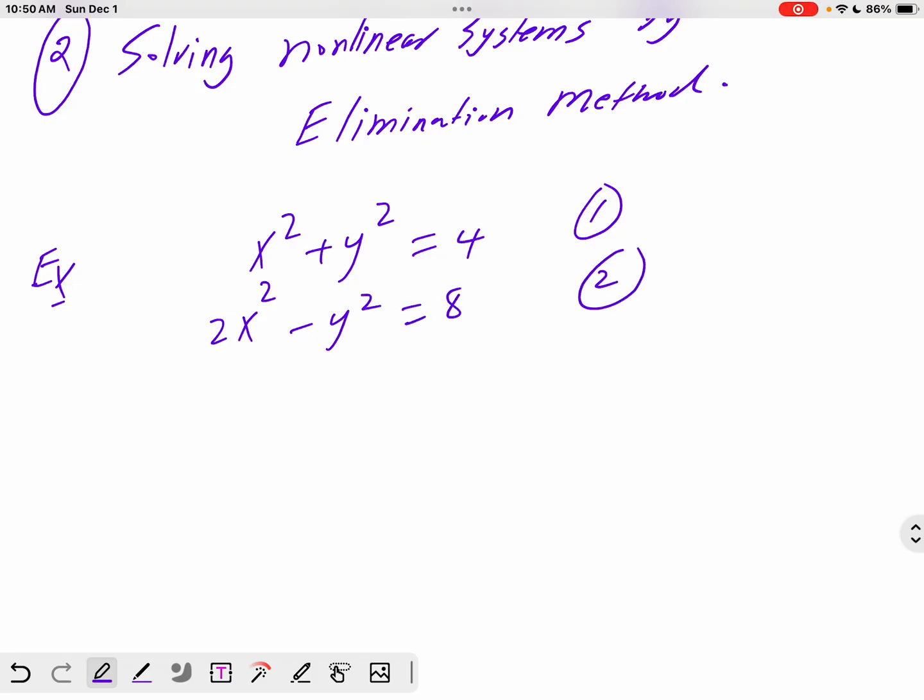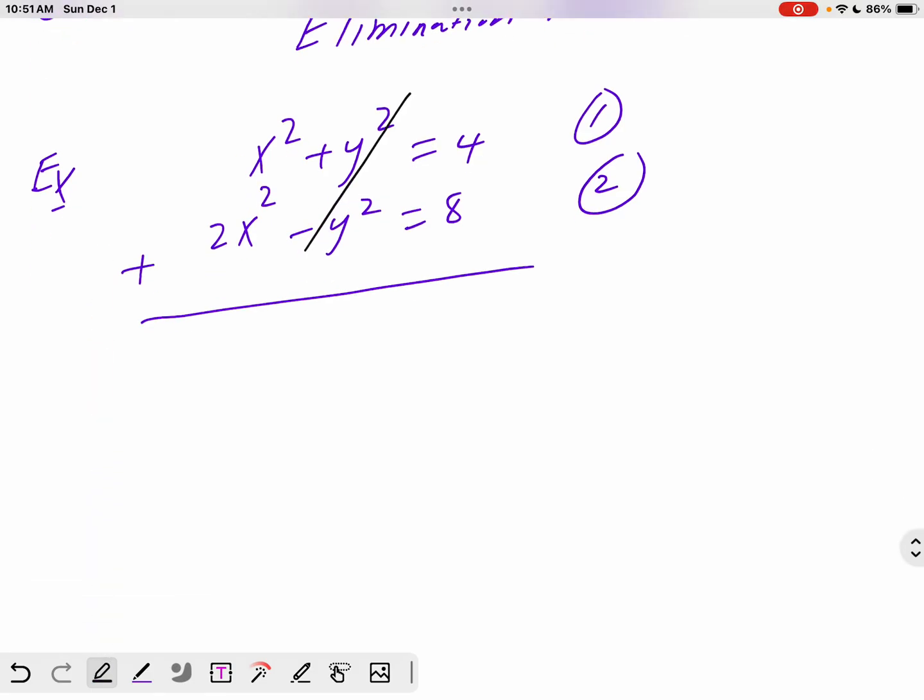This is second. So look, if you add number 1 and number 2, we can easily eliminate the y. So here, that's your elimination, which is also known as addition method. So this is eliminated. So this is 3x squared equals 12. Then x squared equals 4, 12 divided by 3.